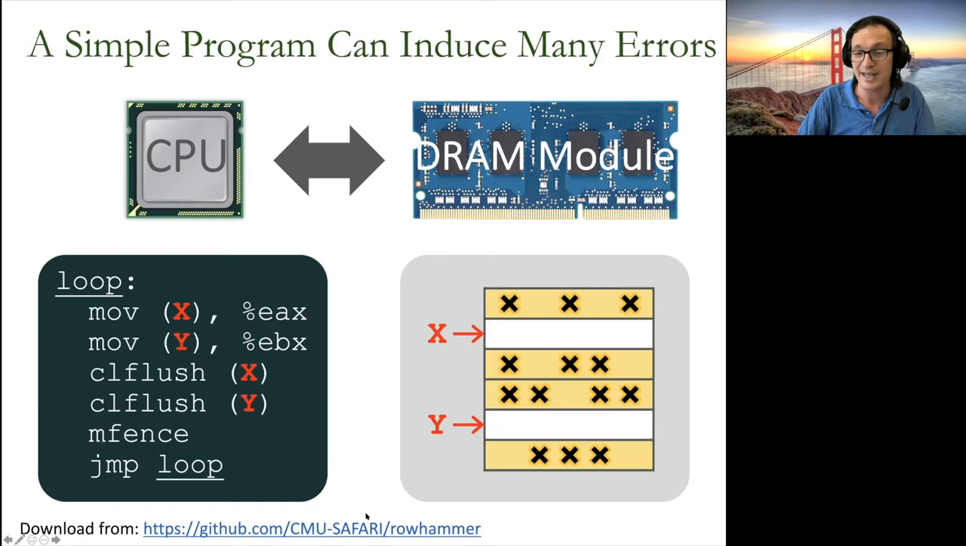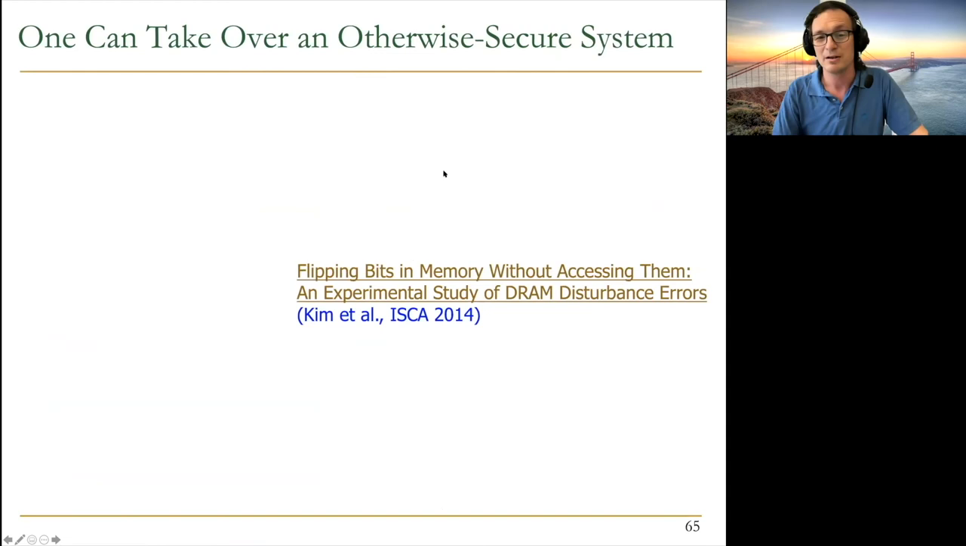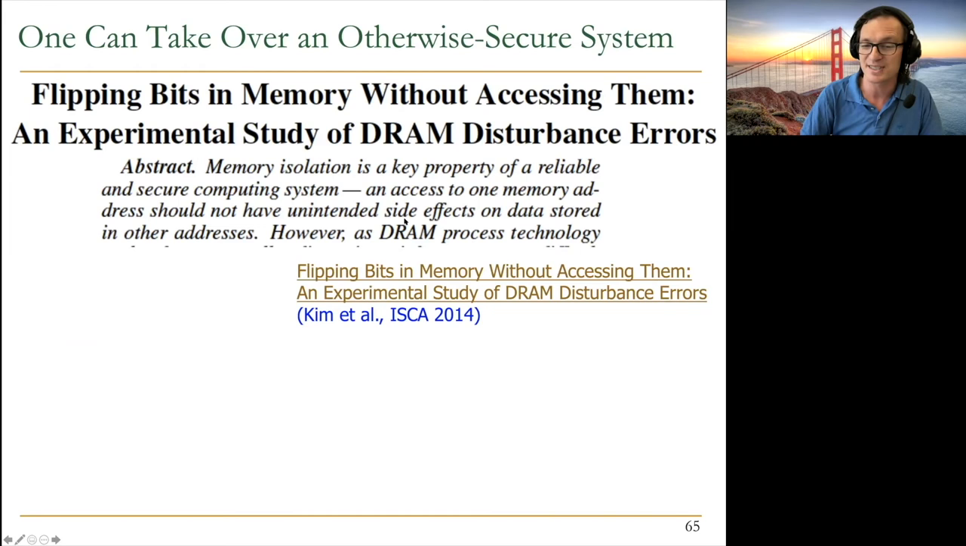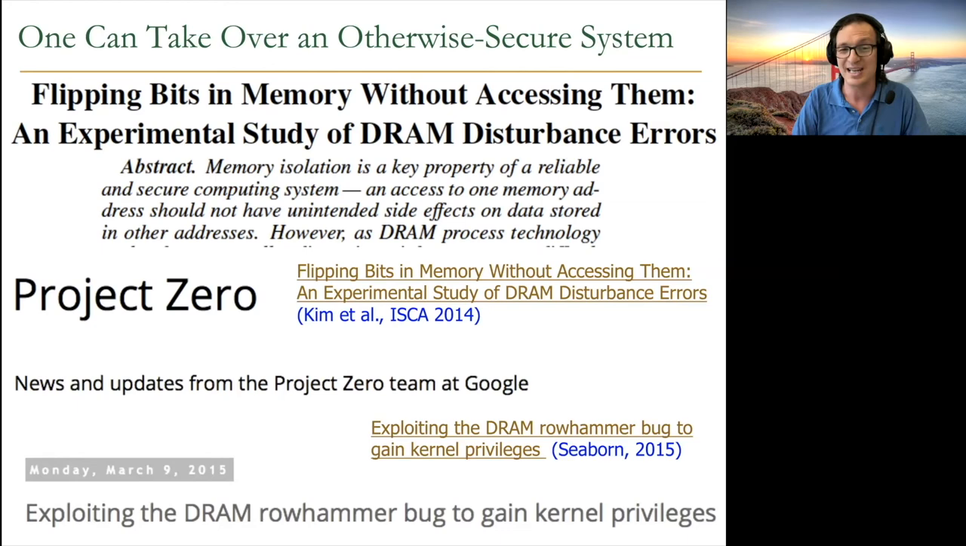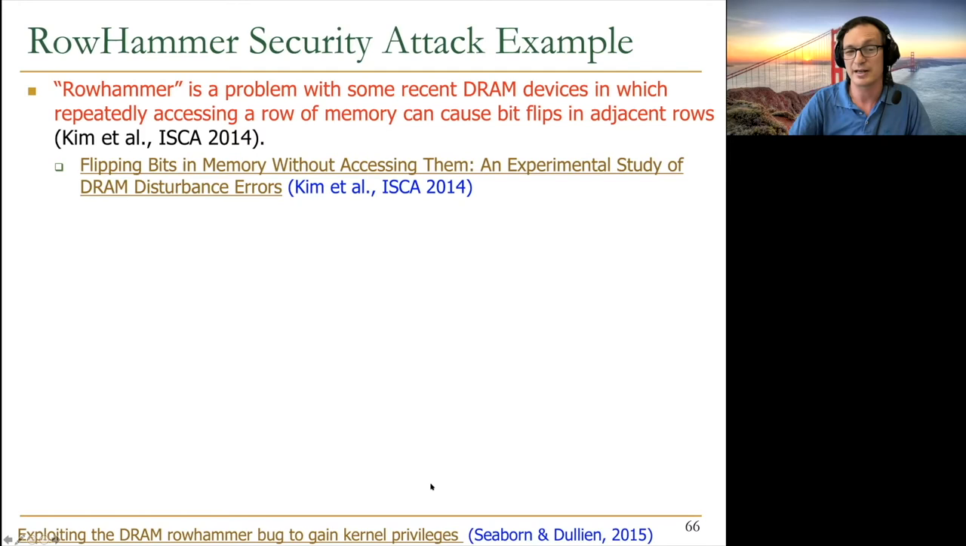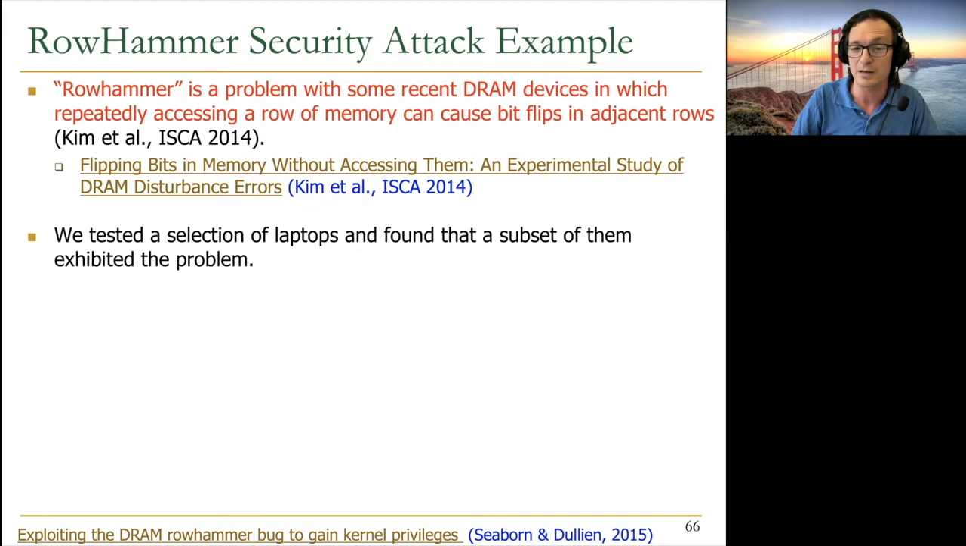Okay, and we showed that you can actually do this in real systems and you can get a lot of bit flips. Now, we said that you can take over an otherwise secure system. Somebody can hijack your computer by taking advantage of those bit flips. And Google folks actually showed that, if you remember, in an earlier lecture, we discussed it. And I actually showed you the slide where I copied and pasted from Google's blog post, where they basically said they replicated the problem based on the information provided in our paper, in the ISCA 2014 paper.